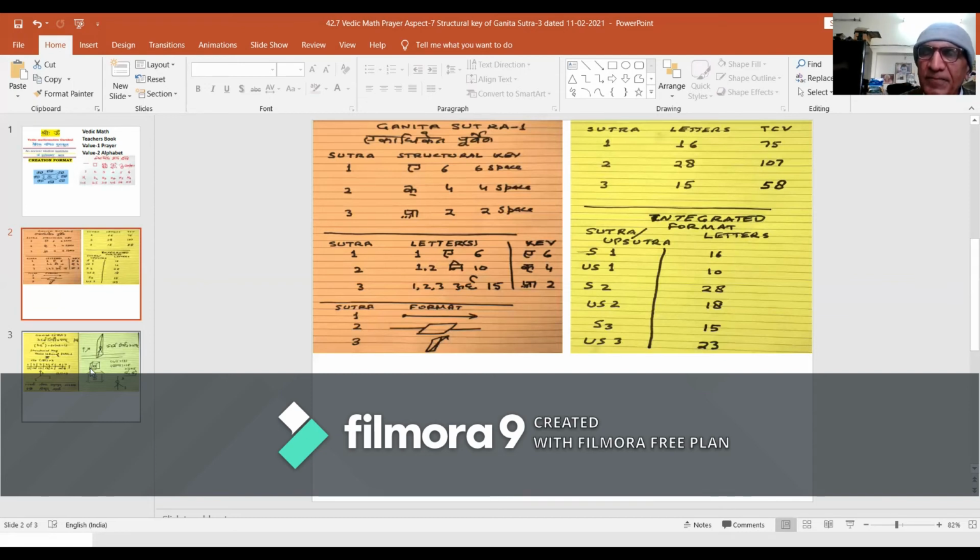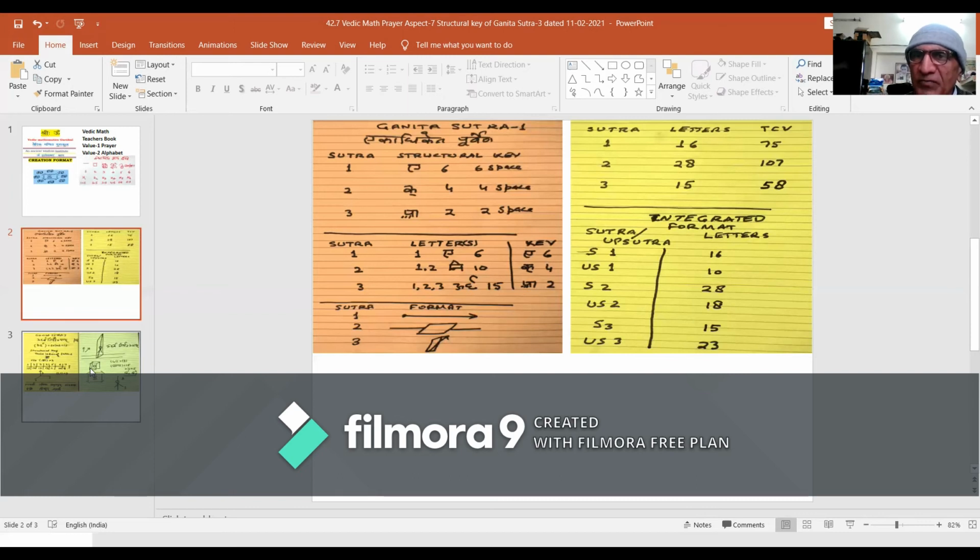Here in the expression sheet, the right side of the computer screen tabulates sutras, their letters and TC values. Sutra 1 is a text of 16 letters leading to TC value 75. Sutra 2 is a text of 28 letters leading to TC value 107. Sutra 3 is a text of 15 letters leading to TC value 58.